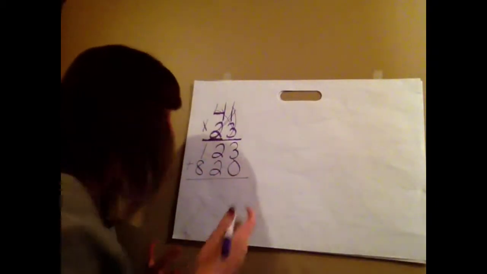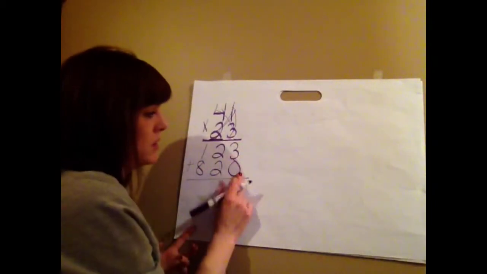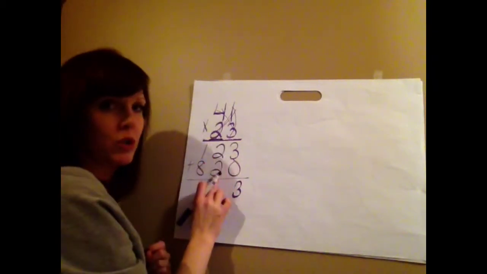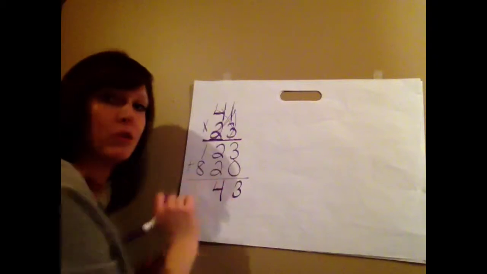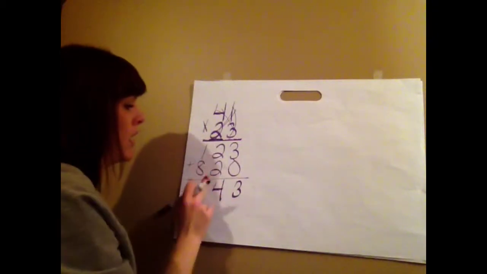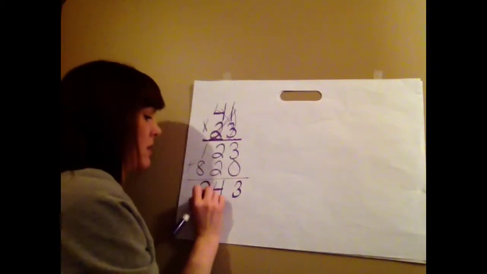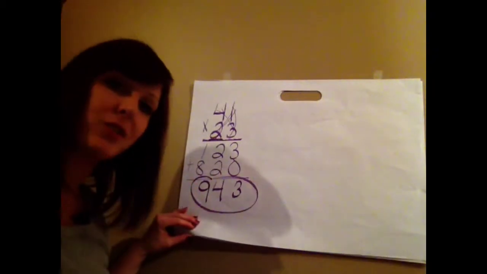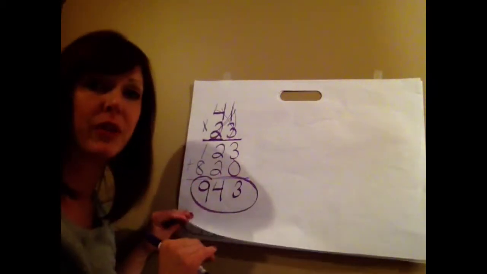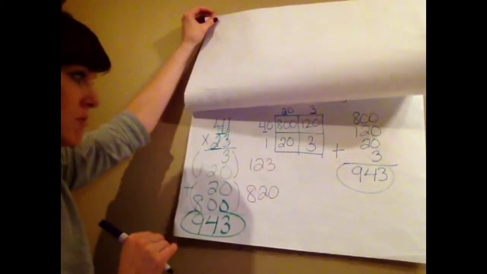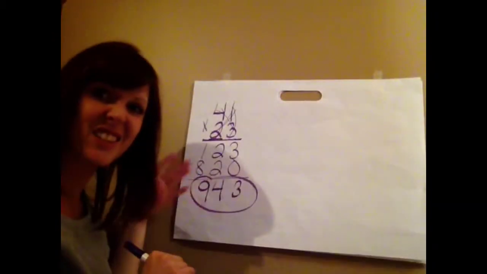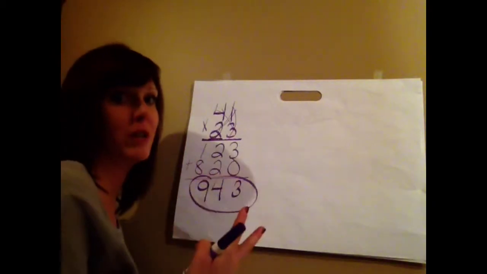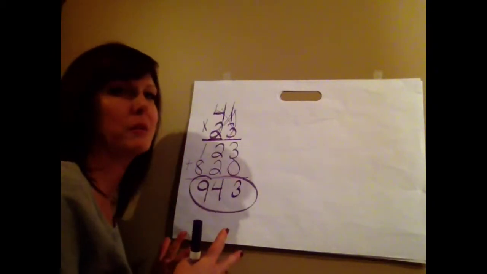Now we're going to add it up. 3 plus 0 is 3. 2 plus 2 is 4. And 1 plus 8 is 9. So all 3 ways I got an answer of 943, but this is a lot less. So this is going to be better for us as we start moving into harder multiplication.